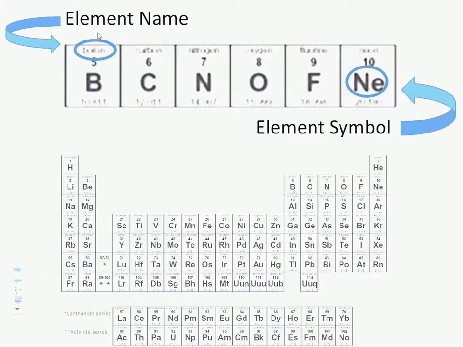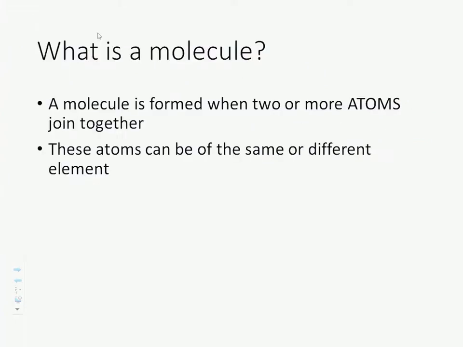Each of these elements is composed of only one type of atom. That means if you have one carbon atom, it's going to have the same properties as another atom of carbon. So what you're looking at is elements, and elements are comprised of atoms.